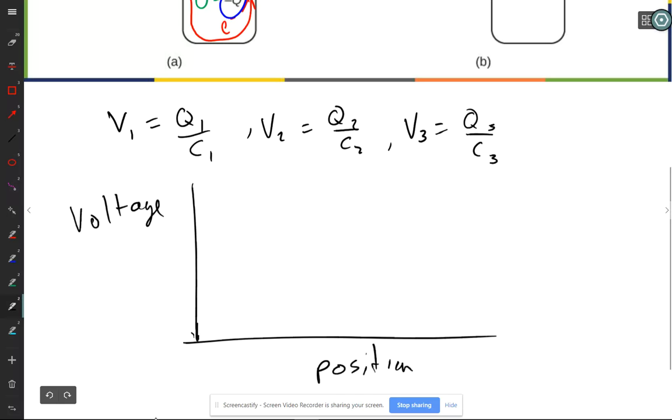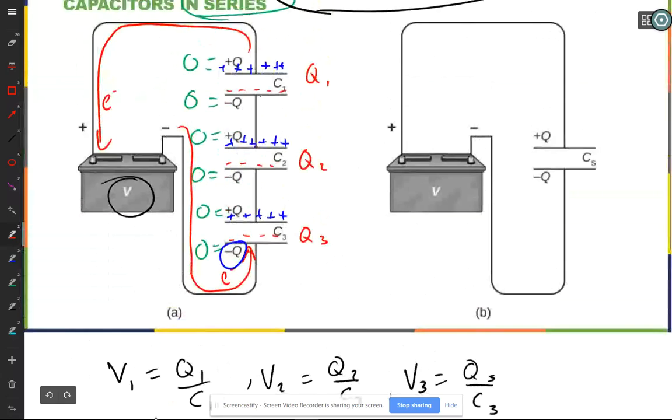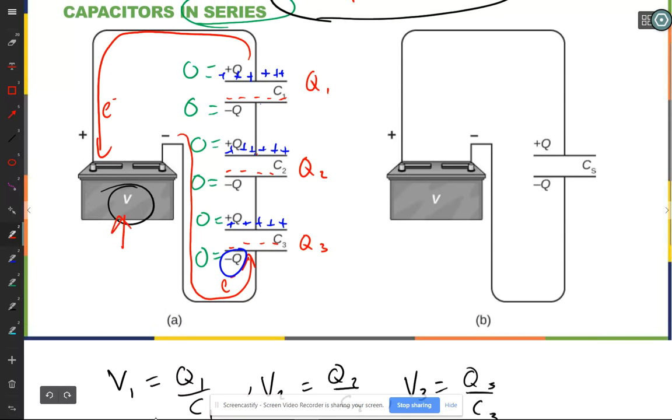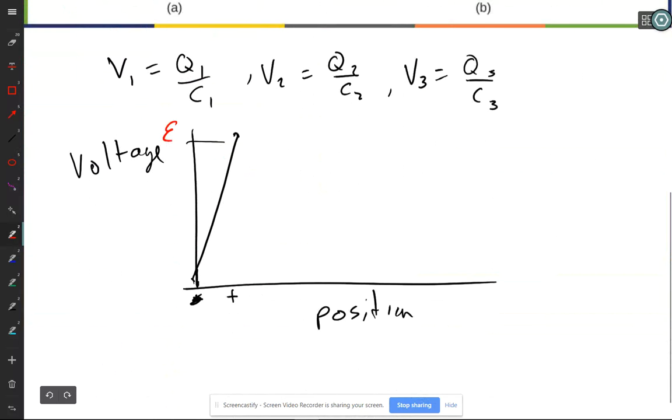I start at my negative of the battery, and I go to the positive of the battery, and it goes up to the voltage of the battery. I'm actually going to use the symbol we usually use. That E represents the voltage of the battery. Stands for electromotive force, EMF. And then if I go to each of my capacitors, so here's capacitor 1, capacitor 2, capacitor 3. When I get to the end of capacitor 3, I'd better be back to where I started.